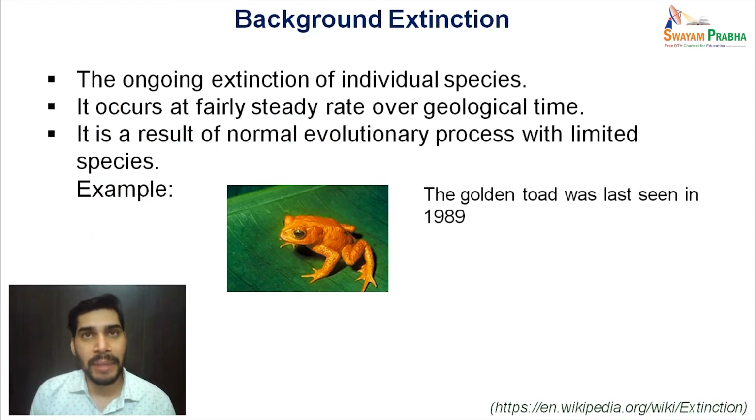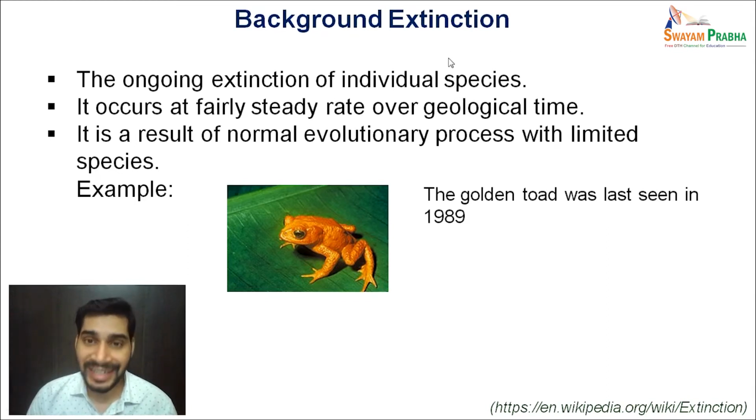Let us talk about the background extinction. Background extinction, as I just mentioned, is an ongoing extinction of individual species. Remember, two things have to be focused upon. One, we are calling it an ongoing extinction. That means it is continuously going on in nature. This is not occurring or happening at an abrupt time.